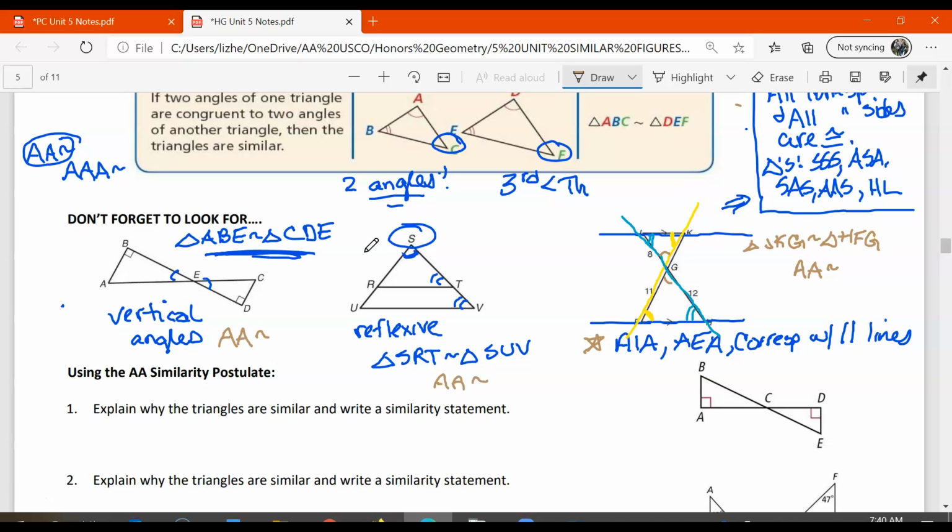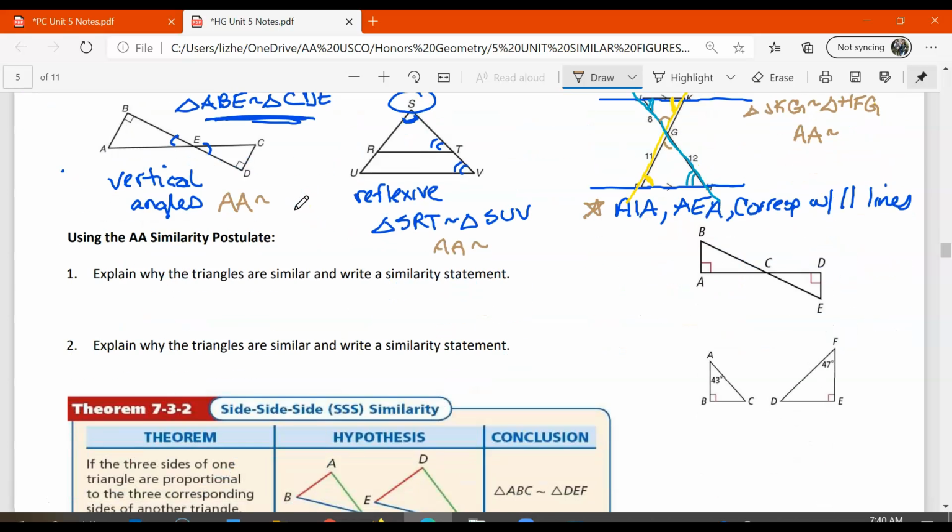Okay, moving on. Using the AA similarity postulate, explain why the triangles are similar and write a similarity statement. So therefore, the only one you know right now is AA, so we need two sets of angles equal. So if I want to explain why they're equal, I'm going to say, well, angle A is congruent to angle D because they are both right angles.